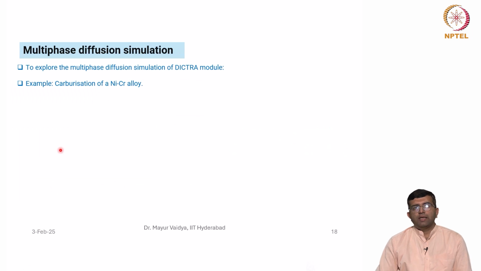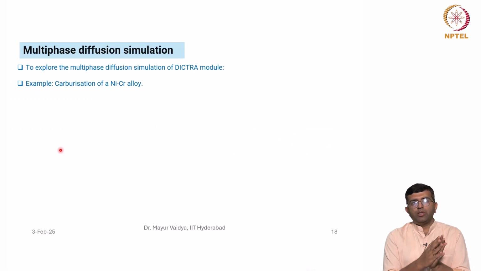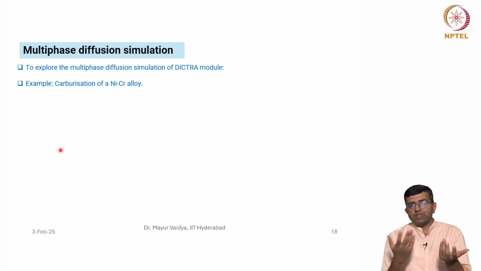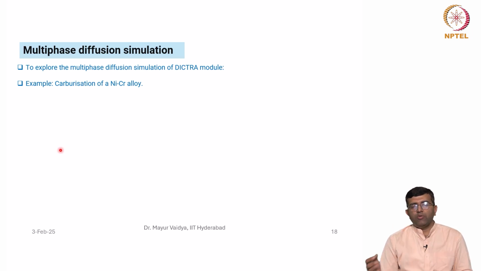So that was the first example, which is the moving phase boundary problem. Now we move to the next example, which is a multi-phase diffusion simulation. Here the intention is to explore the multi-phase diffusion simulation, and the example is carburization of a nickel chromium alloy. So multi-phase means, so far when we talked about diffusion, we always considered diffusion through one phase. But let's say you have steels where two phases are together stable, then how does the diffusion proceed, can I draw the profile in that? This is how we can simulate here.